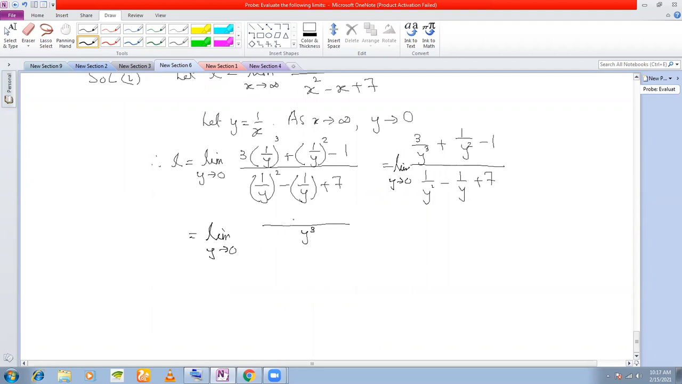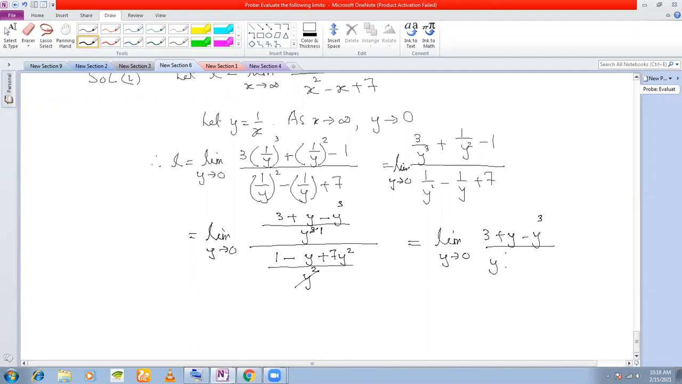In the numerator, the LCM is y cube, so you get 3 plus y minus y cube divided by, and in the denominator, this is y square, so you get 1 minus y plus 7 y square. Okay, so now what happened? This y square will cancel with y cube, and the power of y over here will be only 1. So you can write this as limit y tends to 0, 3 plus y minus y cube divided by y into 1 minus y plus 7 y square.